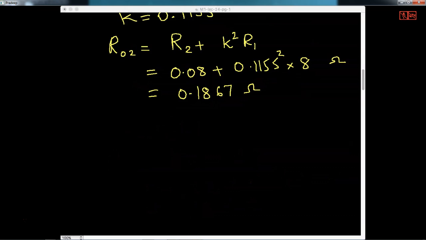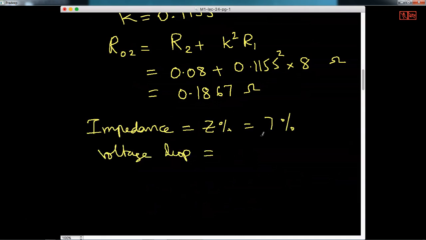Z% is 7% given. So therefore, what is the voltage drop? It will be 7% multiplied by the rated current, I2 rated. So this will give me the impedance drop per phase. This is again a phase quantity you have to do. So then this will give me the impedance drop per phase.